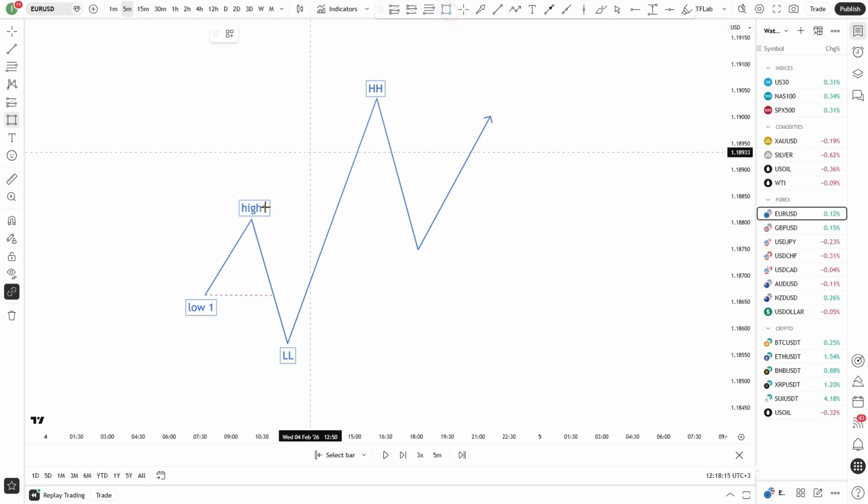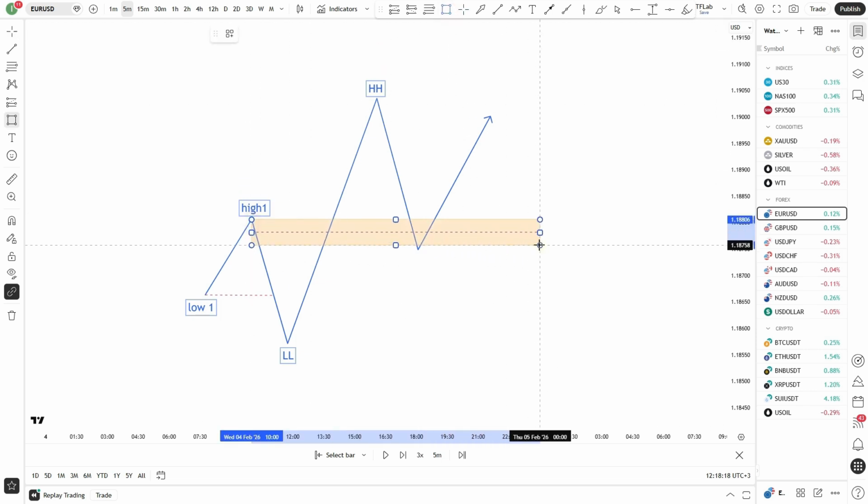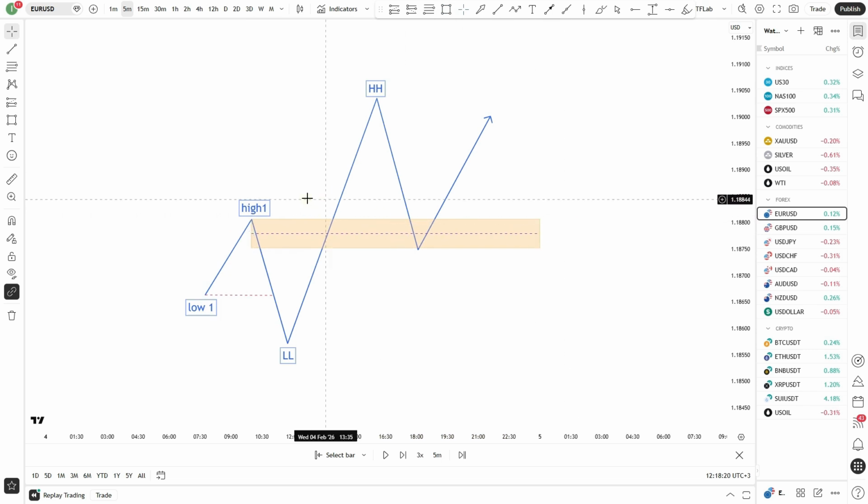As a result, I had a block here that can act as a support for the price. This high has been completely broken, and with the price retracing towards it, it can act as a support here and push the price up toward the next higher high. This was an example of a bullish breaker, or an upward breaker.